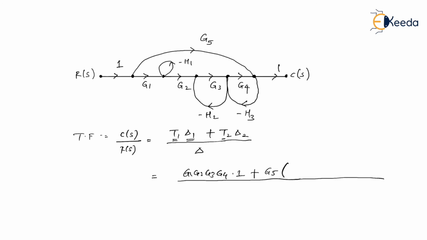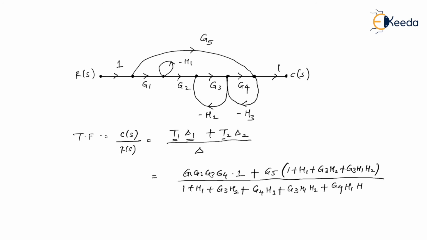It gets multiplied with delta 2 that we have already calculated in the last slide, that is 1 plus H1 plus G3H2 plus G3H1H2, whole divided by the bigger delta that we had, that is 1 plus H1 plus G3H2 plus G4H3 plus G3H1H2 plus G4H1H3. So this is how we calculate the transfer function.